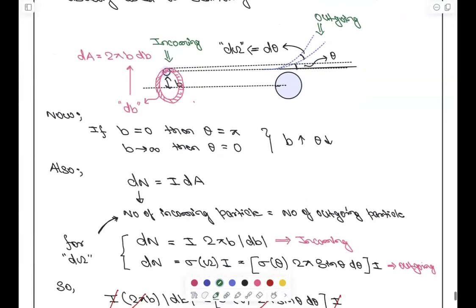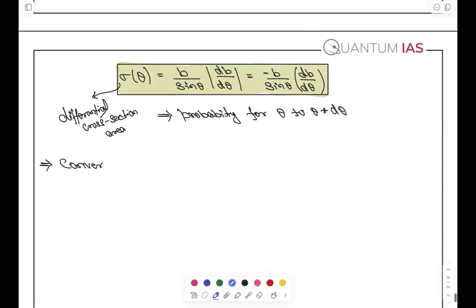लिख दूं क्या? Having impact parameter from b to b plus db and having deflection theta from theta to theta plus d theta. Clear ना? जल्दी बताओ. यस सर.